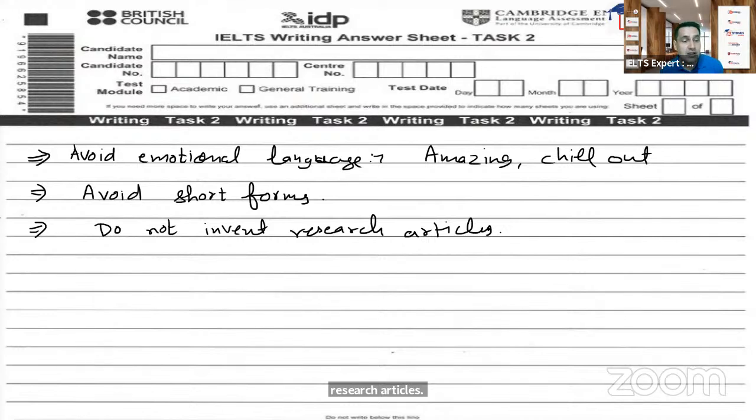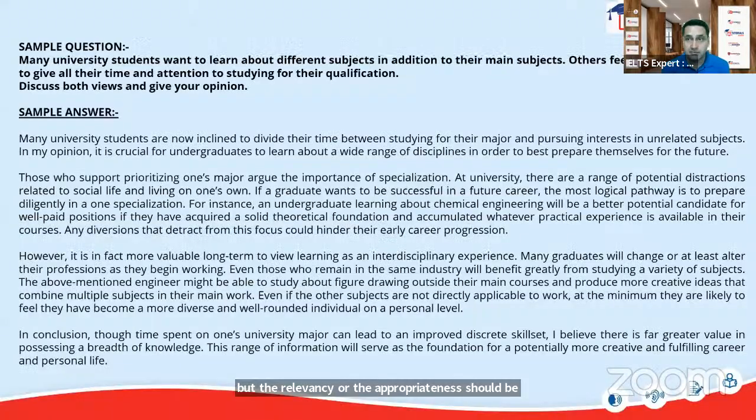So examples are not a must, that you must give examples, but the relevancy or the appropriateness should be there. So these are the few things that you can keep in mind. Now, look at this write-up. I would say that's how you should be writing. It doesn't exaggerate facts. It puts these facts plainly, and one can infer what the writer is expressing.